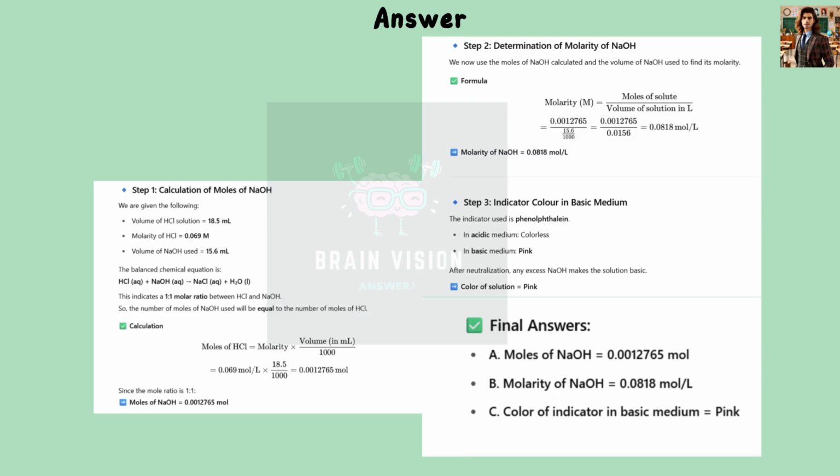Final answers. A. Moles of NaOH: 0.01275 mole. B. Molarity of NaOH: 0.818 mole per liter. C. Color of indicator in basic medium equals pink.